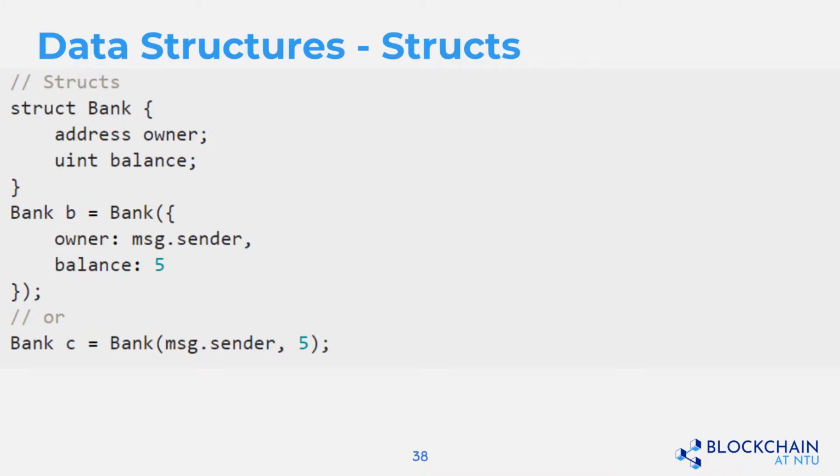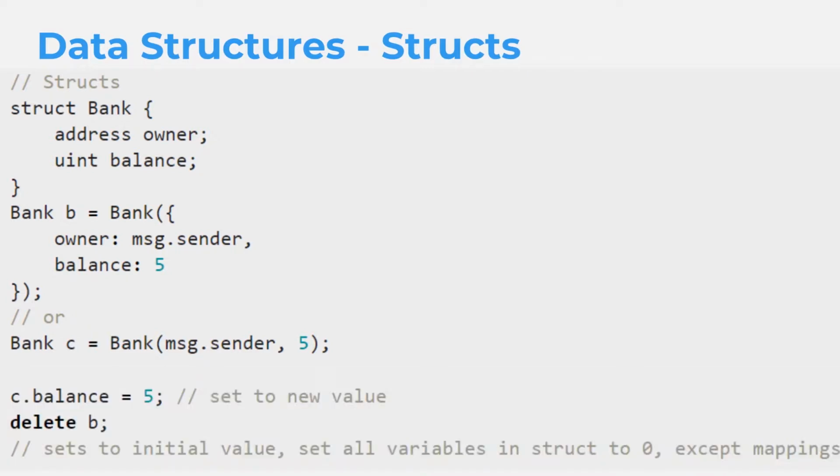So let me ask you guys, if I call c.balance, what's the output going to be? 5. Yeah, so c.balance is equal to 5. And if I call delete b, what's going to be the output of b? You say 0? Yeah, so everything is just going to be 0. It depends on the data type. Okay, yeah. But here, the uint will be reset to 0. What about boolean? Oh, actually, I don't know. It will be false. 0? 0. Yeah, it will be false.